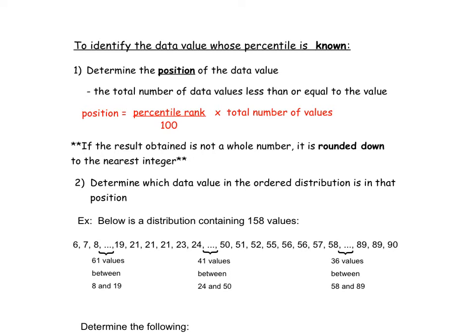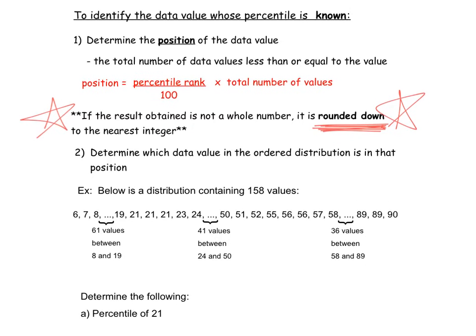But then the next thing you need to do is you need to determine which data value is in that position. Another important note here on rounding, if it's not a whole number, you're always going to round down. So this can get confusing because when you're calculating percentile, you round up, but when you know the percentile and you're finding the position, you always round down. So let's try applying all this in an example.